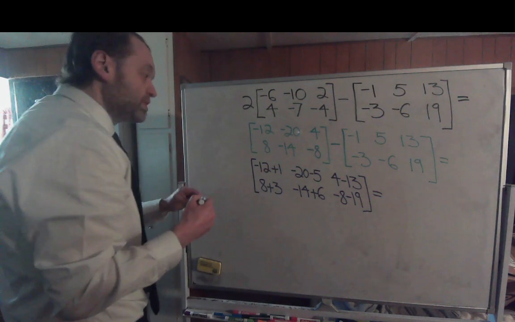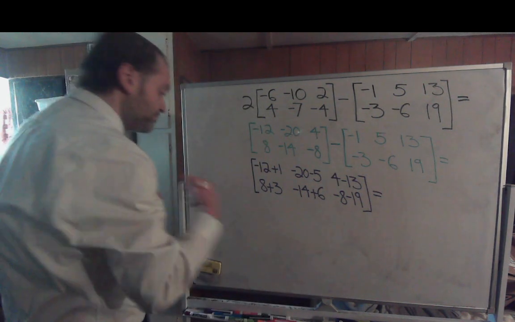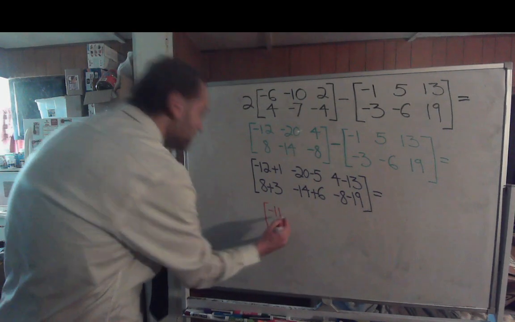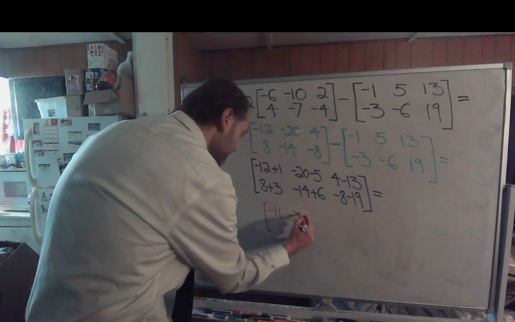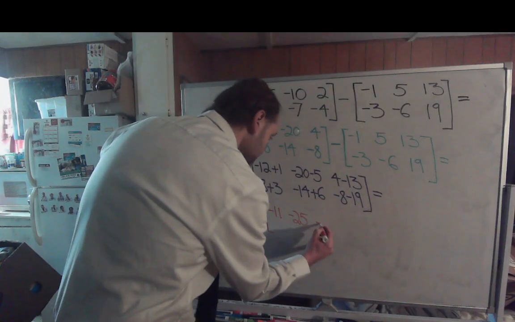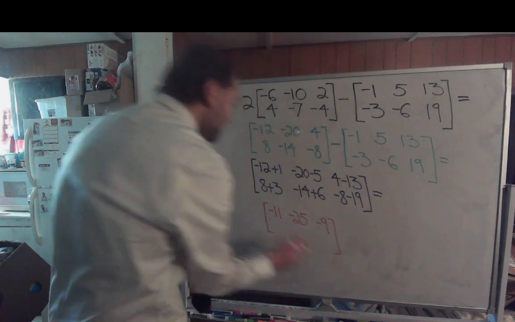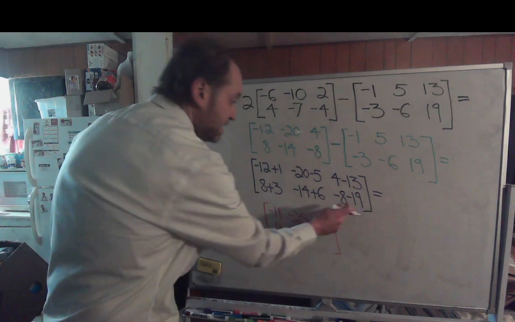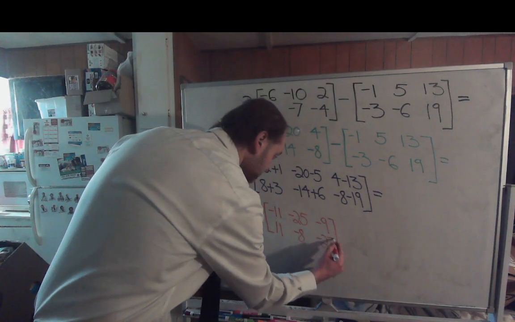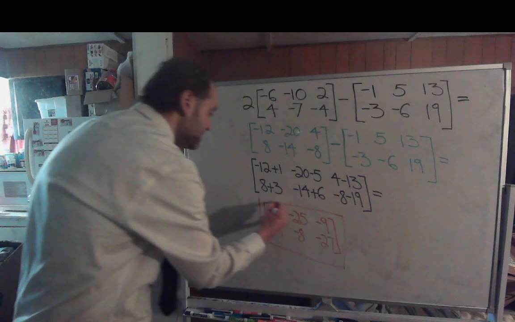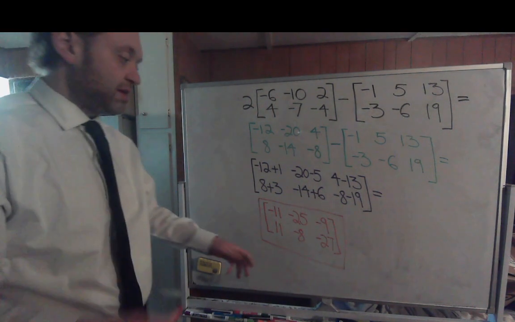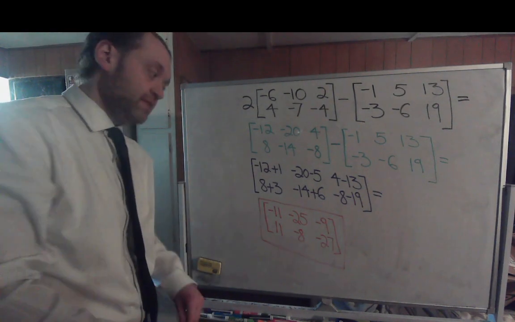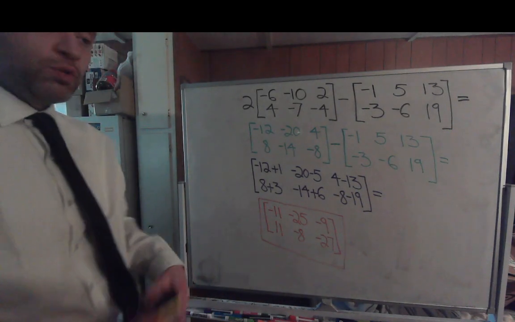So let's go ahead and work through that addition and subtraction in the matrix here. You'll end up getting the new matrix of negative 12 plus 1, that's negative 11. Negative 20 minus 5, that's negative 25. 4 minus 13 is negative 9. 8 plus 3 is 11. Negative 14 plus 6 is negative 8. Negative 8 minus 19 is negative 27. So after all is said and done, you get the new 2 by 3 matrix of negative 11, negative 25, negative 9, 11, negative 8, and negative 27. Now let's do one more with this.